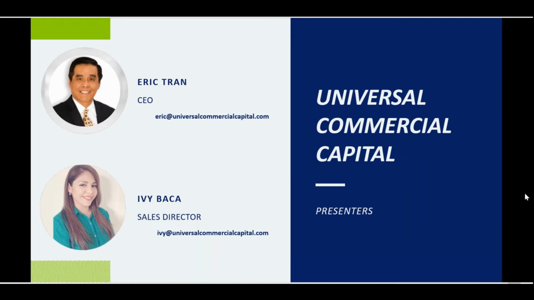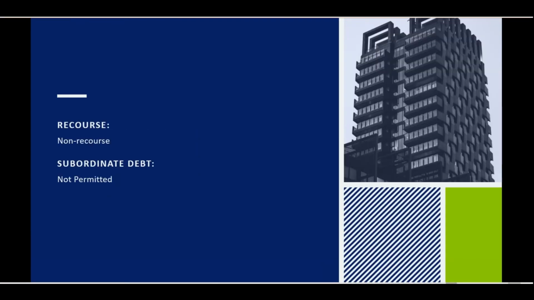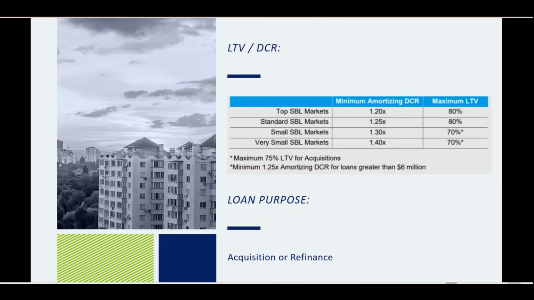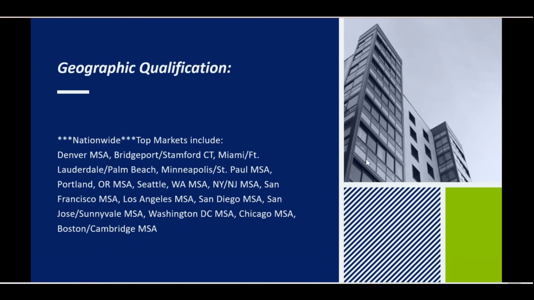Not yet. So while we are waiting for the questions, another thing I want to point out is there are 4 tiers in this loan program: top tier, standard tier, small tier, and very small tier. Top tier is obviously major metropolitan cities, which we listed on our program. Standard tier is more or less suburban cities. Small tier and very small tier are the remote areas with a population of around 50,000 or less.